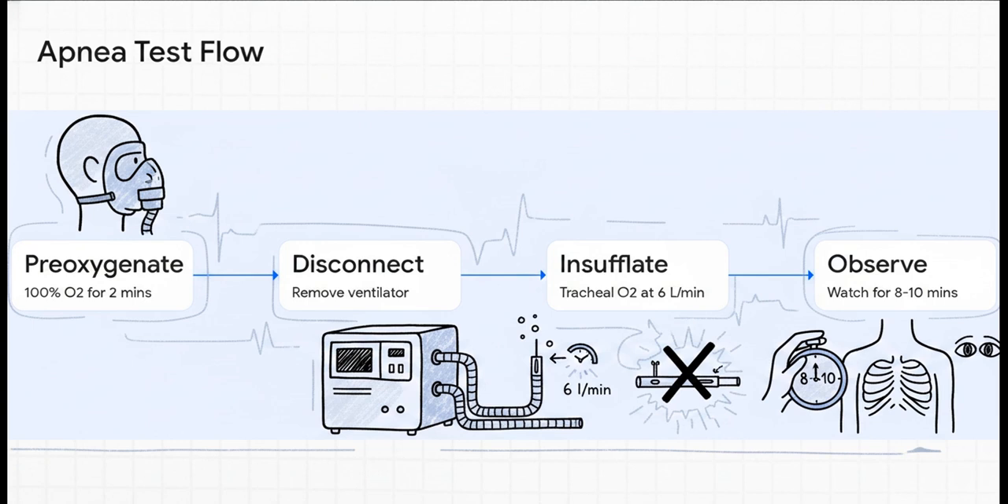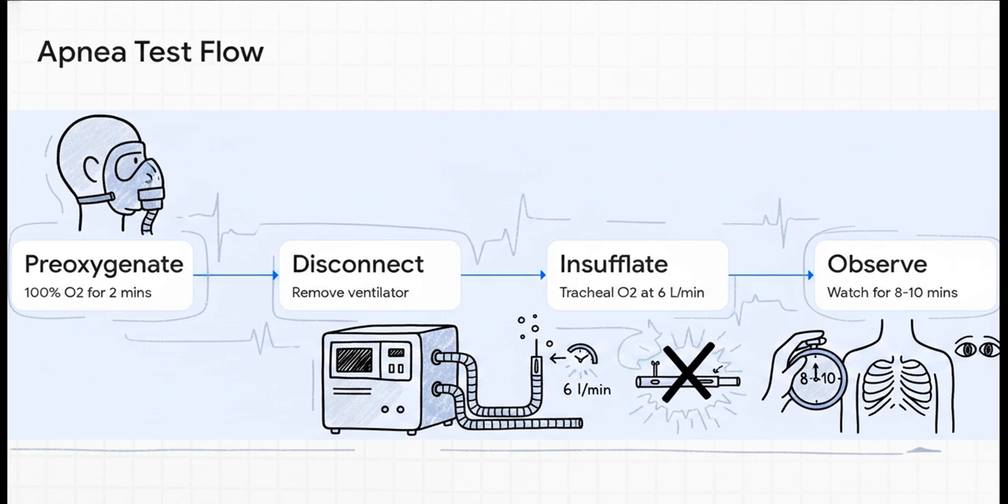First, pre-oxygenate the patient with 100% oxygen for a solid 2 minutes to prevent any desaturation. Next, disconnect the ventilator and immediately place a tracheal catheter to insufflate oxygen at 6 liters per minute. Now, here's an absolutely vital safety tip. Make sure your insufflation catheter occupies less than 70% of the tracheal lumen. If it's too big, the air literally can't escape, and you're going to cause a massive pneumothorax.